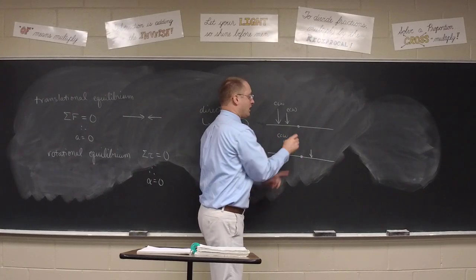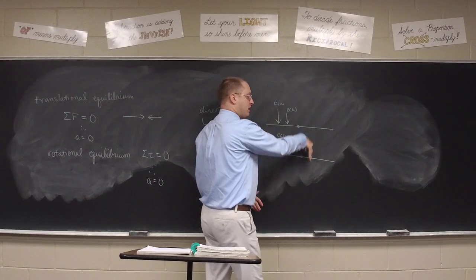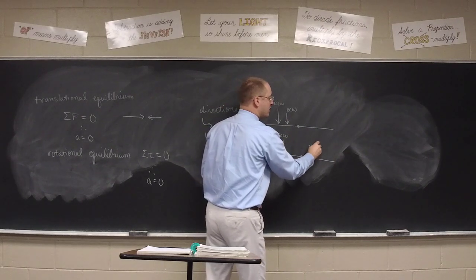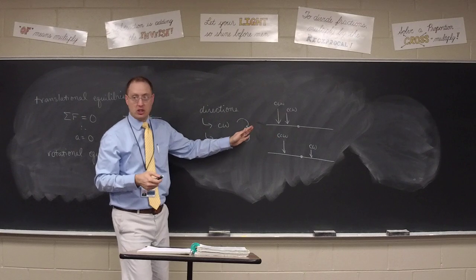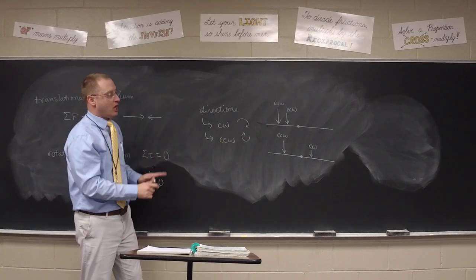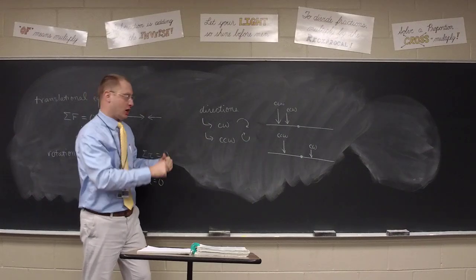Counterclockwise again. This one, by putting it on the other side of the pivot, produces what direction of rotation? Clockwise. So these would be competing torques. If you looked at them as forces, you'd say they're parallel forces. They're acting in the same direction. But as torques, they're acting opposite each other.